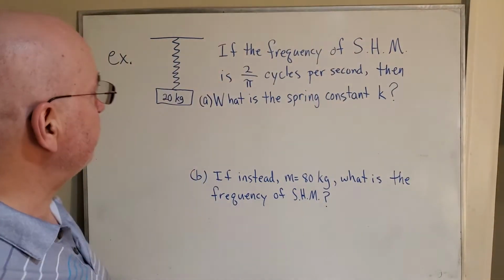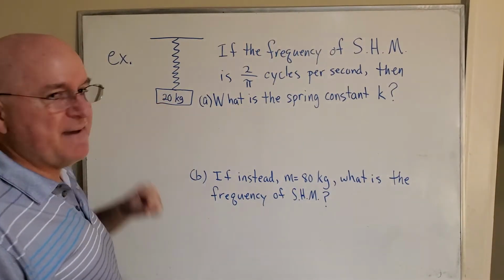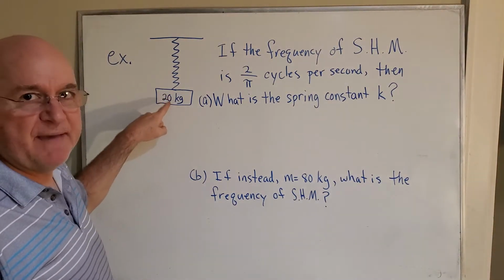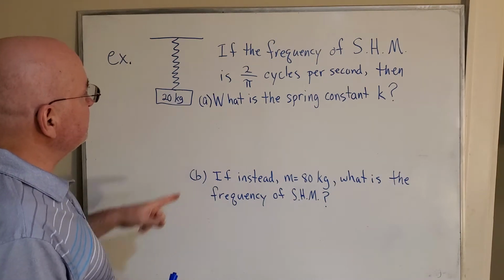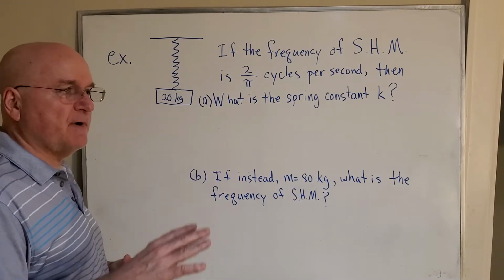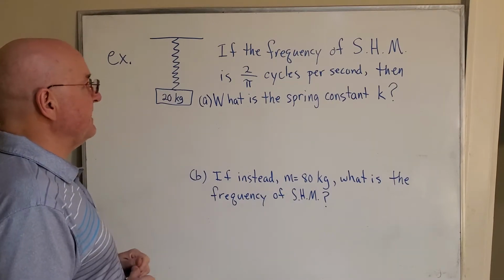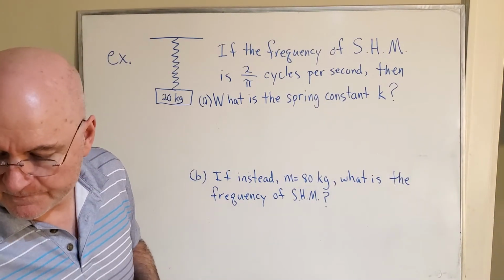Okay, the next example, we have this picture. The only thing this is giving us is that the mass is 20 kilograms. So that's not a weight, it's a mass. That's m. M equals 20. The question is, if the frequency of simple harmonic motion is 2 over pi cycles per second, then what is the spring constant K?